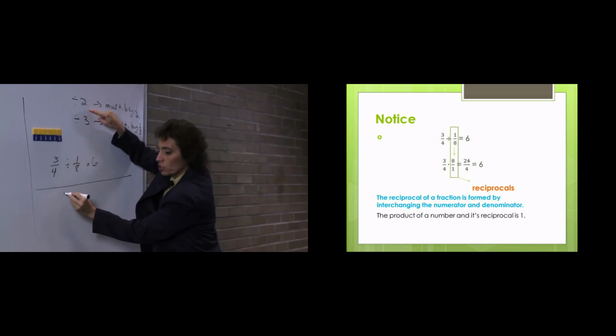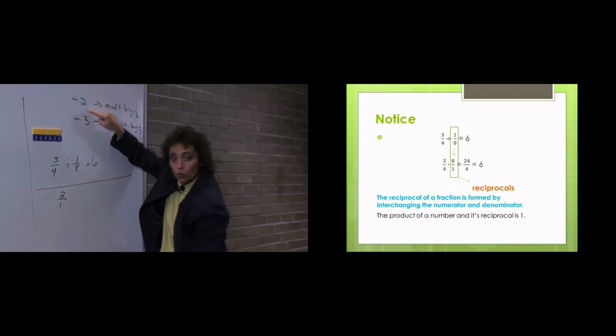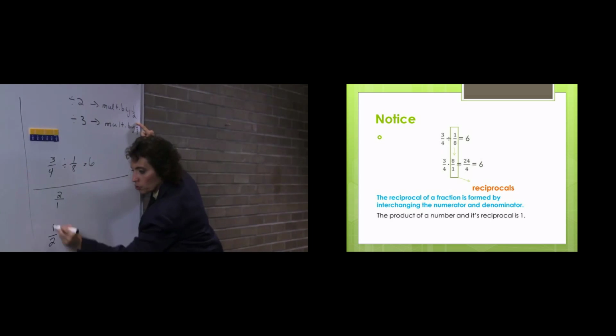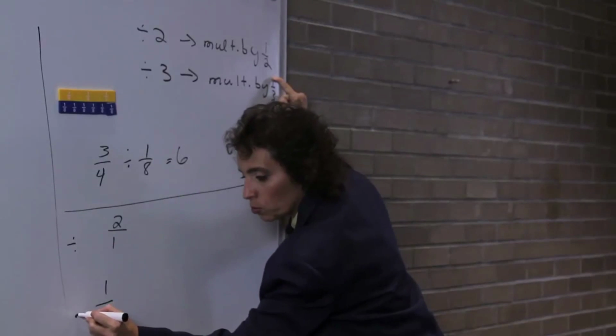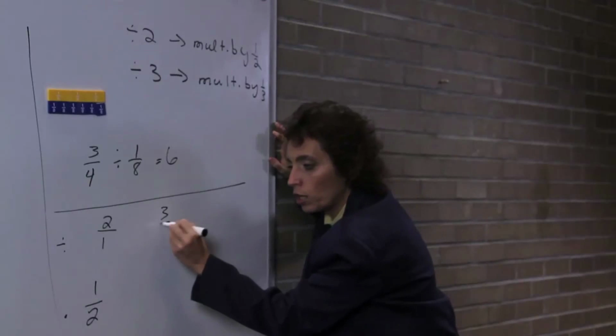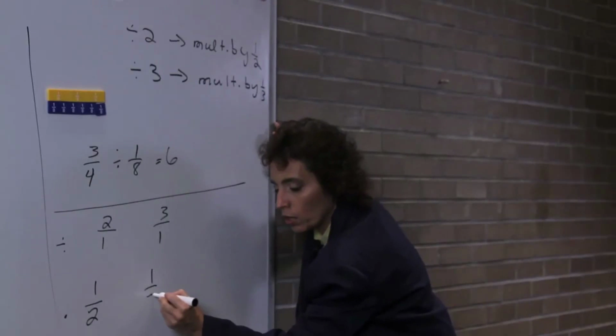But let's take a look at this number 2. I'm going to write it as 2/1 so I can see it as a fraction. I'm going to write right underneath it 1/2. So dividing by 2 was the same thing as multiplying by 1/2. Dividing by 3, I'm going to write it as 3/1, the same as multiplying by 1/3.